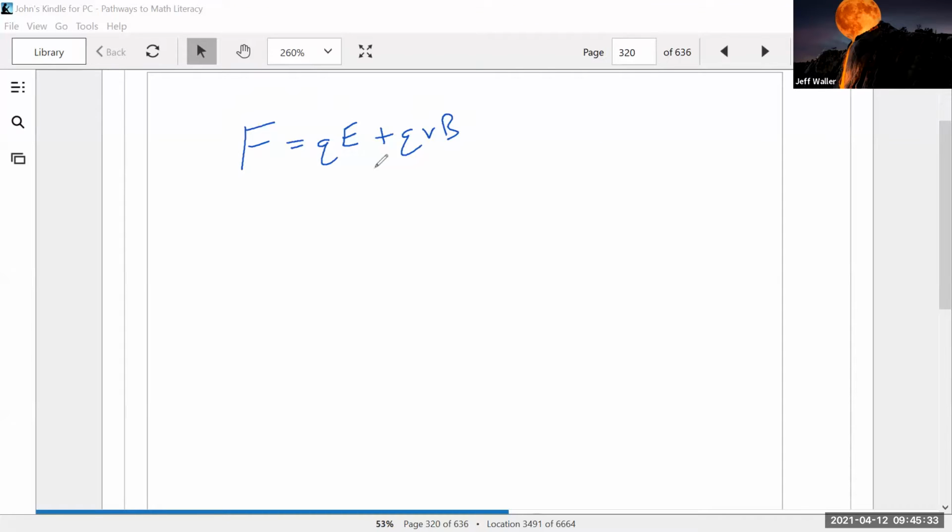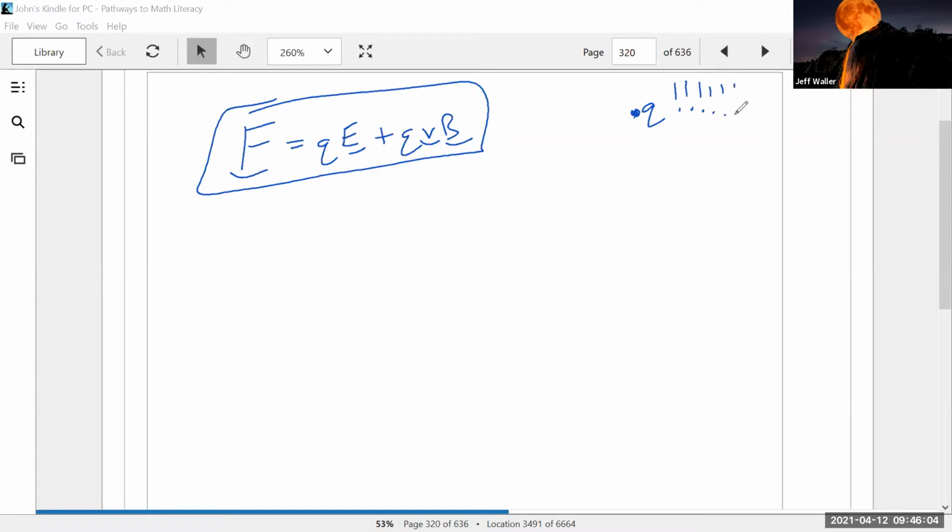So what if I was doing an experiment where I have a little charge, but I don't know how much charge it has on it? I don't know the measurement of charge, but I can measure the force it feels. I can measure the electric field. I can measure the magnetic field. I can measure the velocity. So I want to solve this for Q. I want to solve that equation for Q, because everything else I can measure, and then I could actually calculate how much charge that unknown particle has.